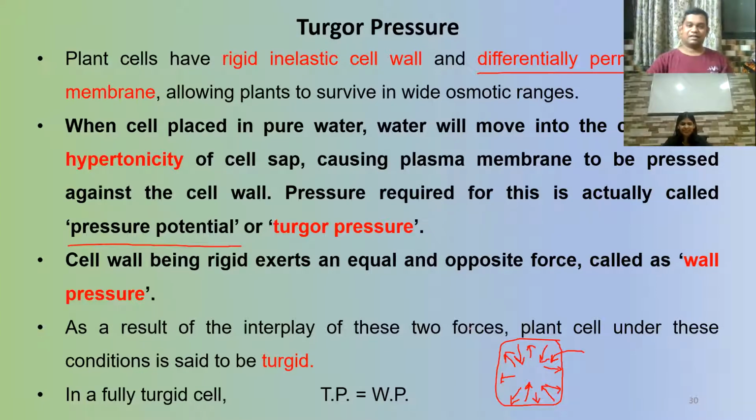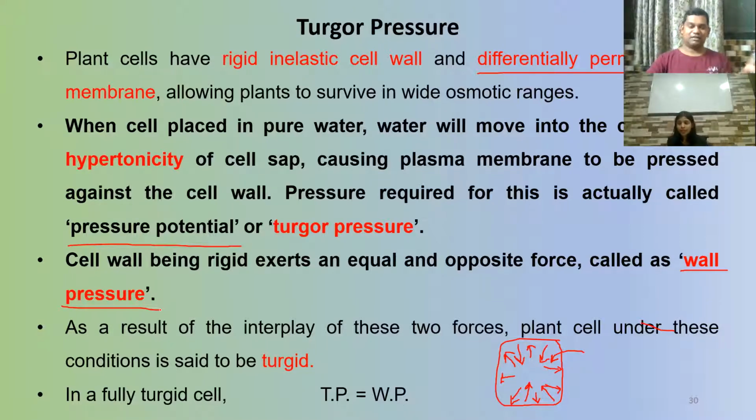Equal magnitude, opposite in direction. Pressure is applied by the cell wall on the cell contents. That pressure is known as the wall pressure. What is wall pressure?